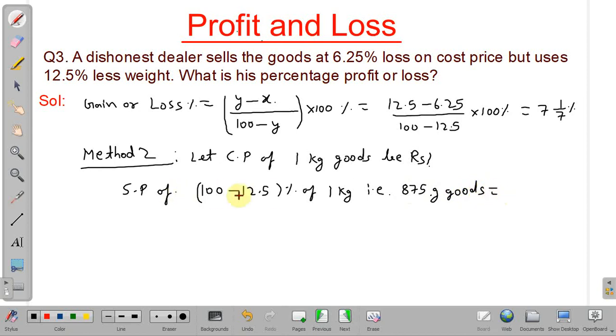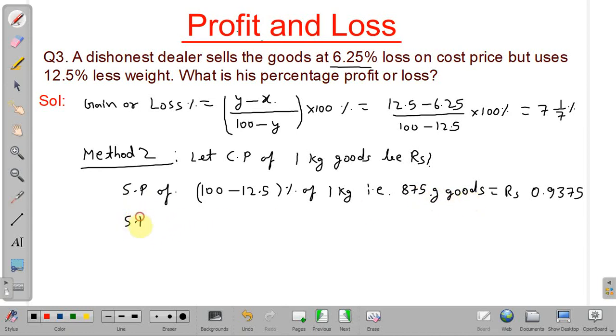See, selling price of 875 gram goods is how much? He is selling at a loss of 6.25%. Okay, so it will be 1 minus 6.25% of 1, so it will be rupees 0.9375. Okay, 1 minus 6.25 by 100. You will get this much. So this is the selling price of 875 gram goods.